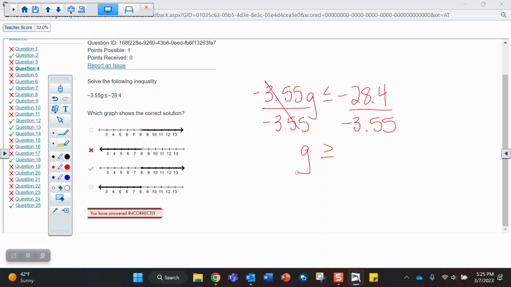So now in my calculator, I'm going to type in negative 28.4, and I'm going to divide that by negative 3.55, and I get positive 8. So g is greater than or equal to positive 8. So I'm looking for a number line that has the number 8 with the circle filled in because it's or equal to. Remember, this line under it is what gives you the filled in circle on 8. And then we're talking about all the numbers greater than or equal to 8, so that's everything to the right.